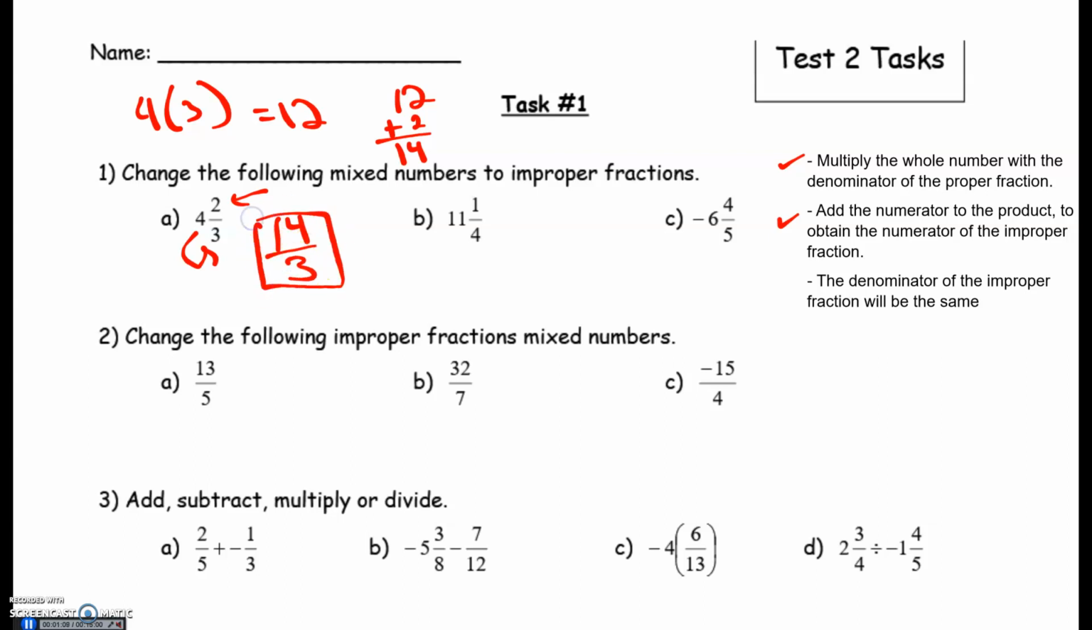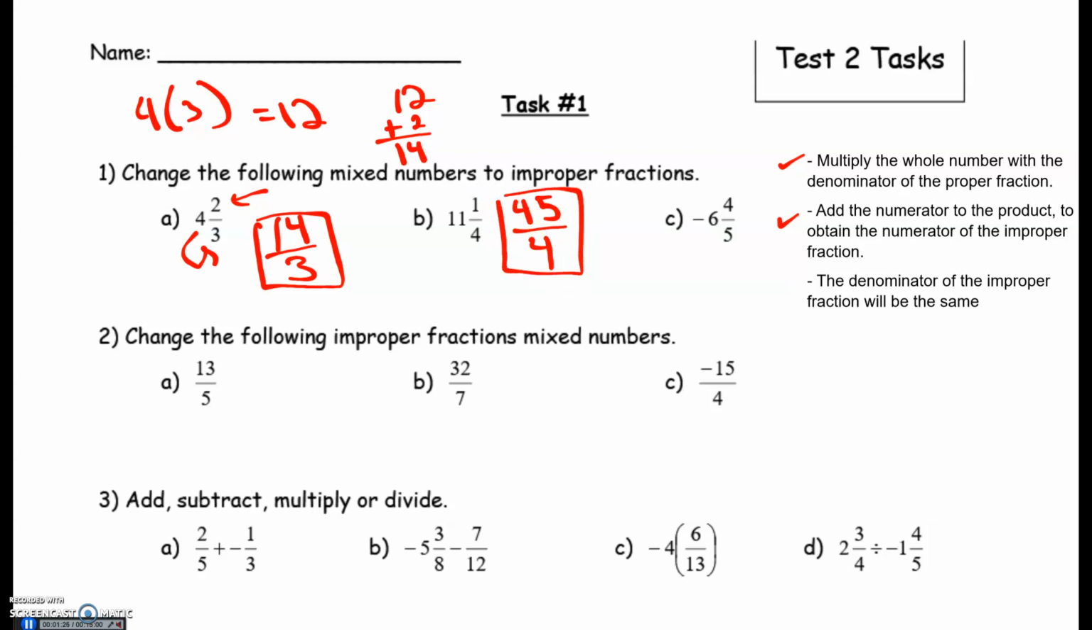So that's number 1. All right, so now we're going to do the same exact thing, but just a little bit quicker for letter B and letter C. 11 times 4 is 44. 44 plus 1 gives me 45, and I'm going to keep the same denominator as 4.